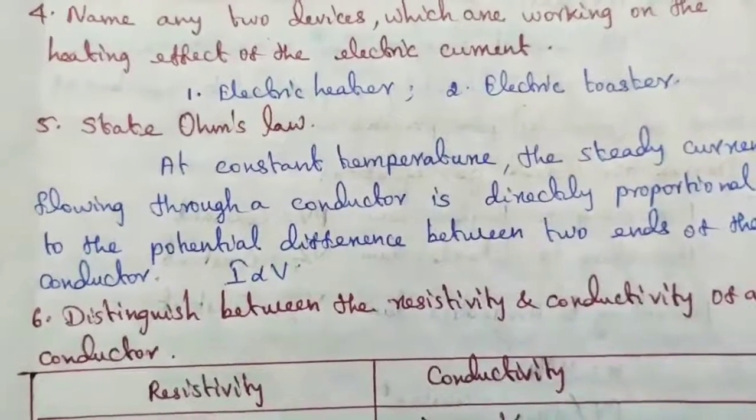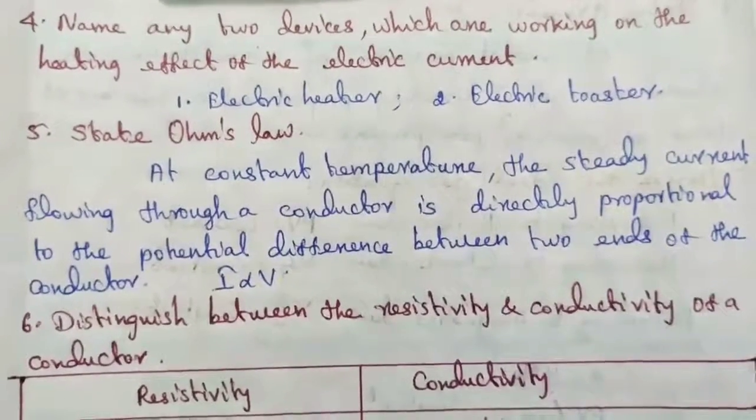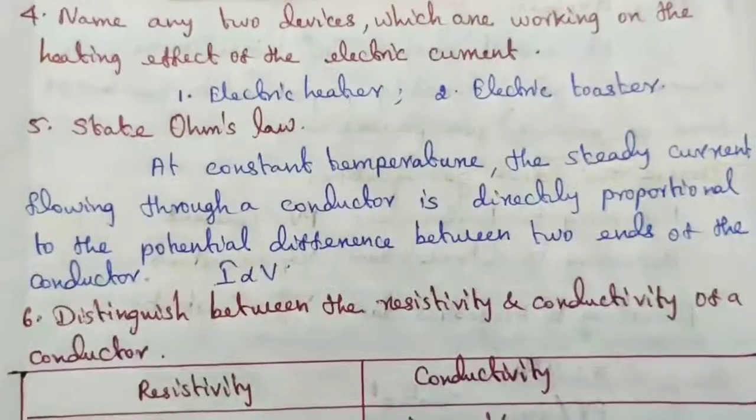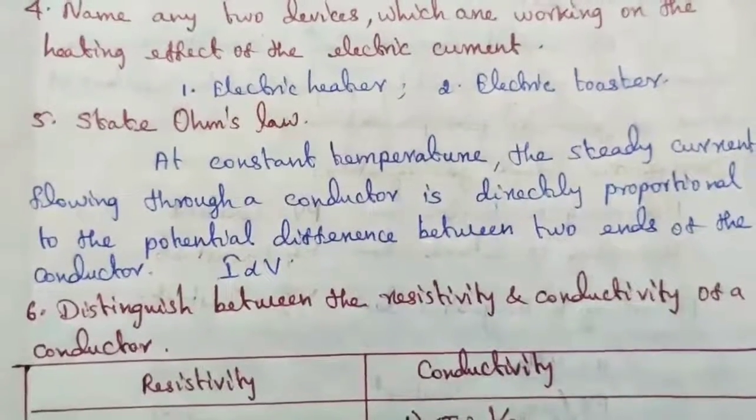State Ohm's law. At constant temperature, the steady current flowing through a conductor is directly proportional to the potential difference between two ends of the conductor. I is directly proportional to V.